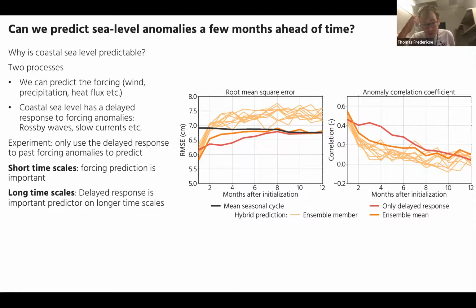This is still work in progress. We are not yet at a point where it is immediately operational, but we're still working and looking into different models to see whether we can further improve on this. So hopefully soon more on that.